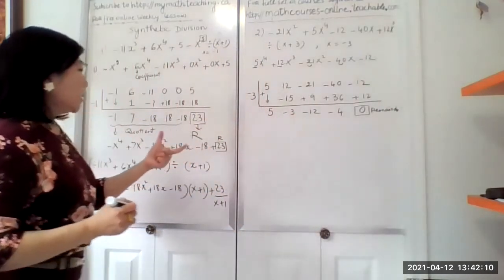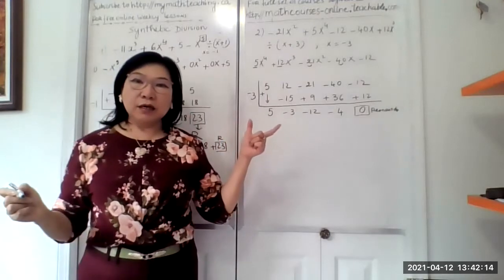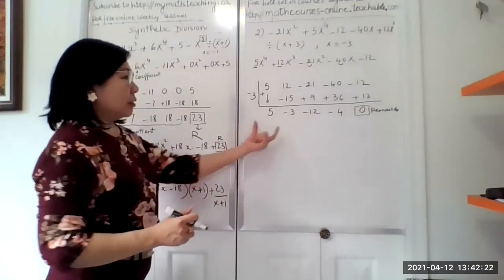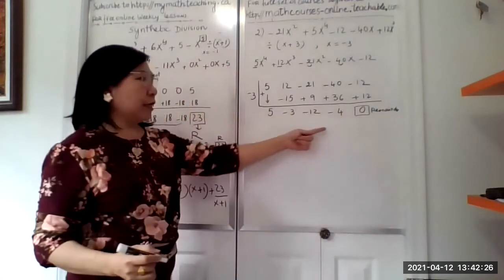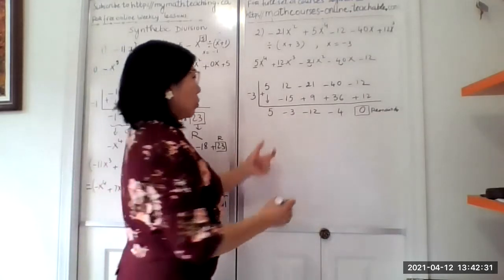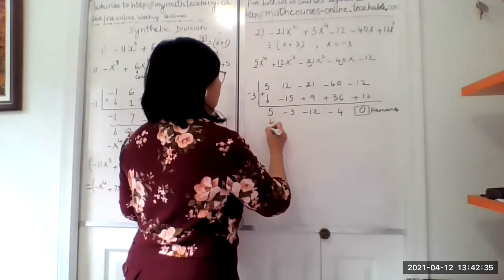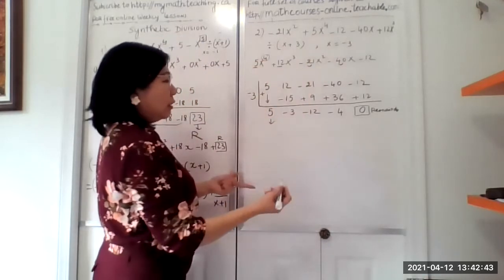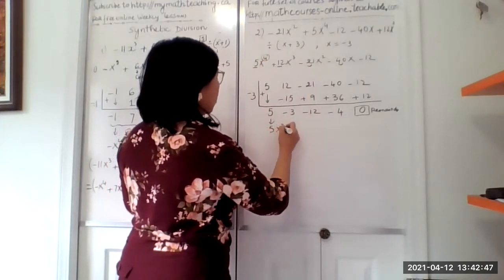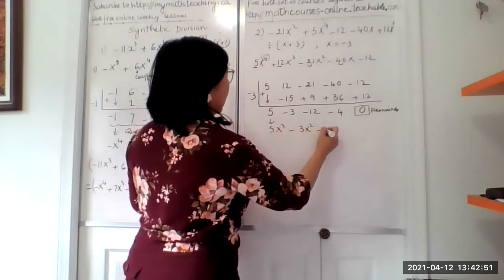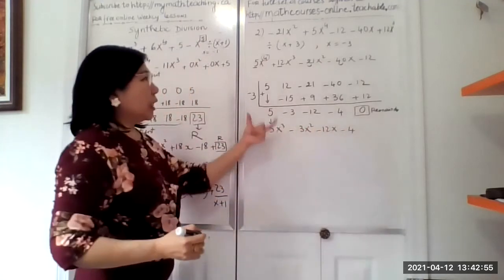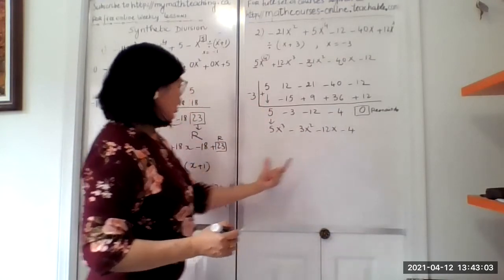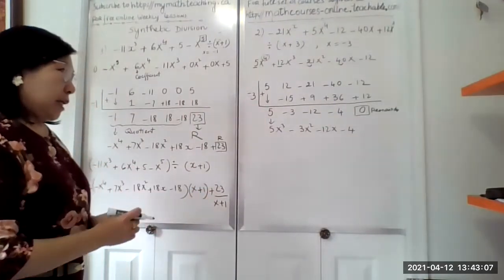Fortunately, in synthetic division for the second question, we get a 0 remainder. So that's neat. Now remember, all of this represents our quotient, and we have 0 remainder. So now let's record our quotient. The highest power is x to the power 4, divided by x to the power 1, so we go down to x to the power 3. So this is 5x to the power 3 minus 3x squared minus 12x minus 4. After we divide out by one factor, we get the answer like this, and we don't have to put in the remainder because we have zero remainder.